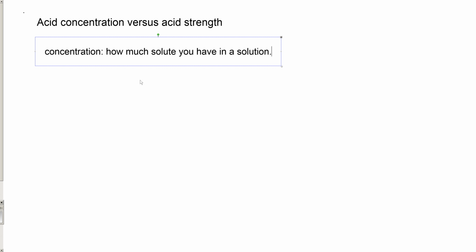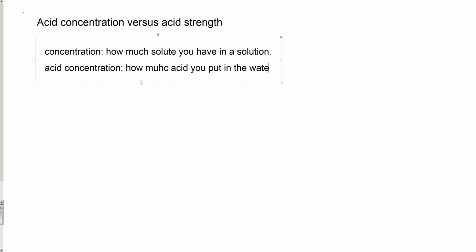So in an acid, it's literally the same. It's how much acid you put in the water. So if I measure out 1 mole of, I don't know, HCl, and I put it in 1 liter of water, guess what? The concentration of HCl is 1 mole per liter.